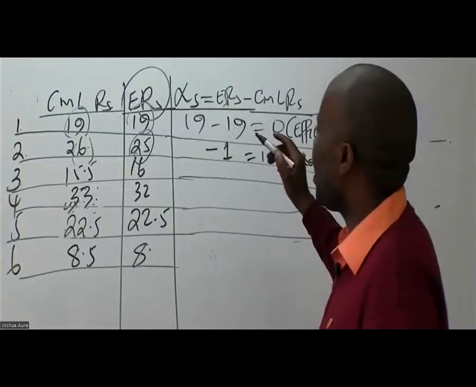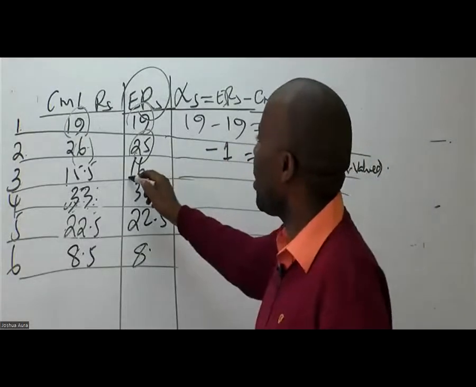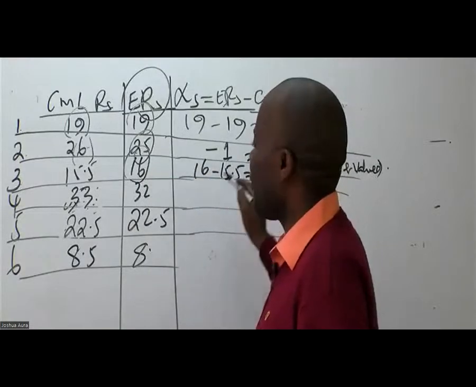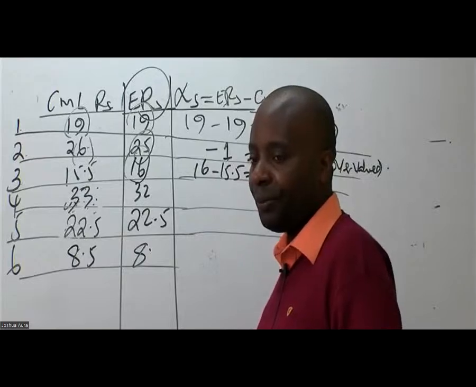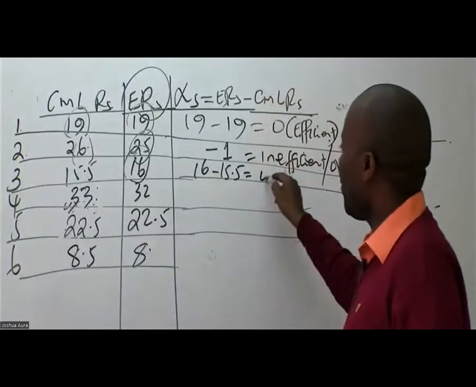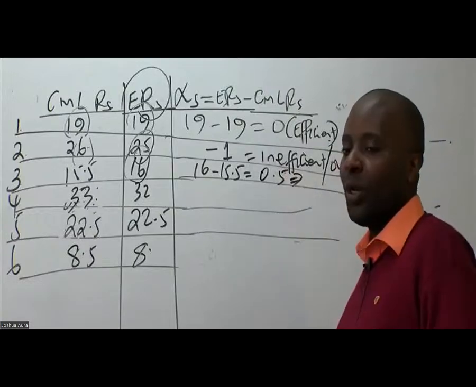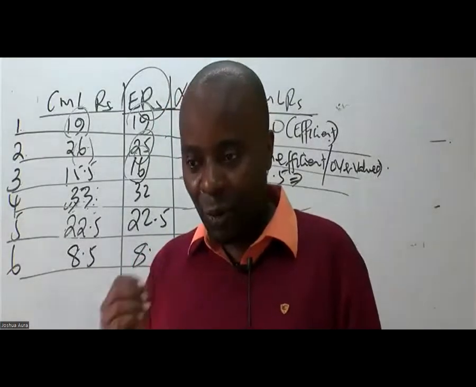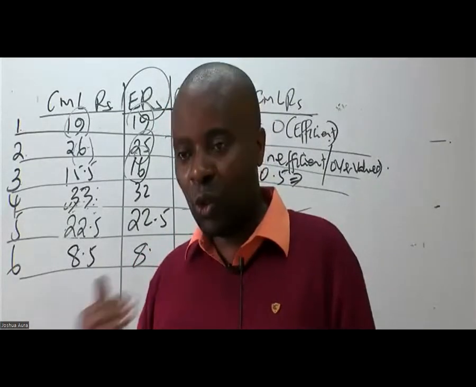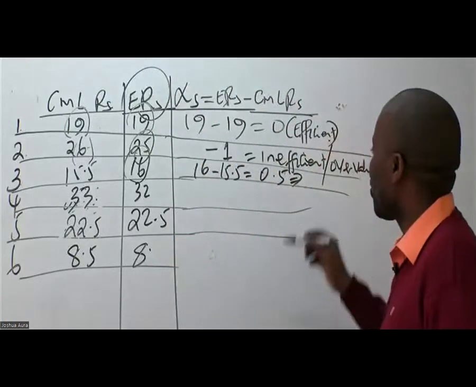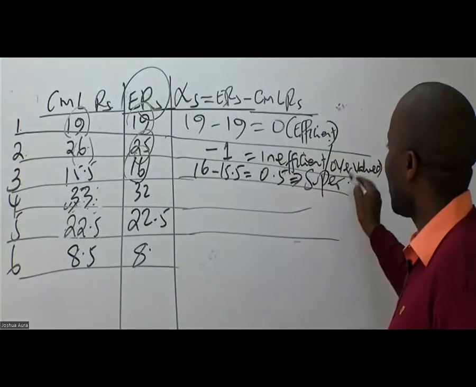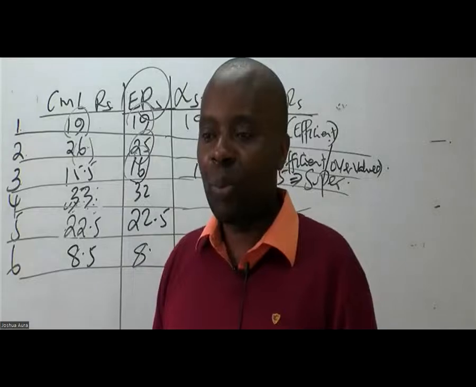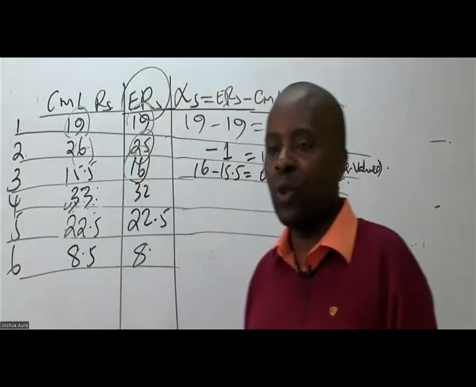So let's go to the next one. ERS, we have here 16. 16 minus what here, somebody? 15.5, which gives me what figure? The positive, isn't it? Positive 0.5. What does this mean to us? It's profitable. It is super, you are super efficient. Super with P, super efficient.